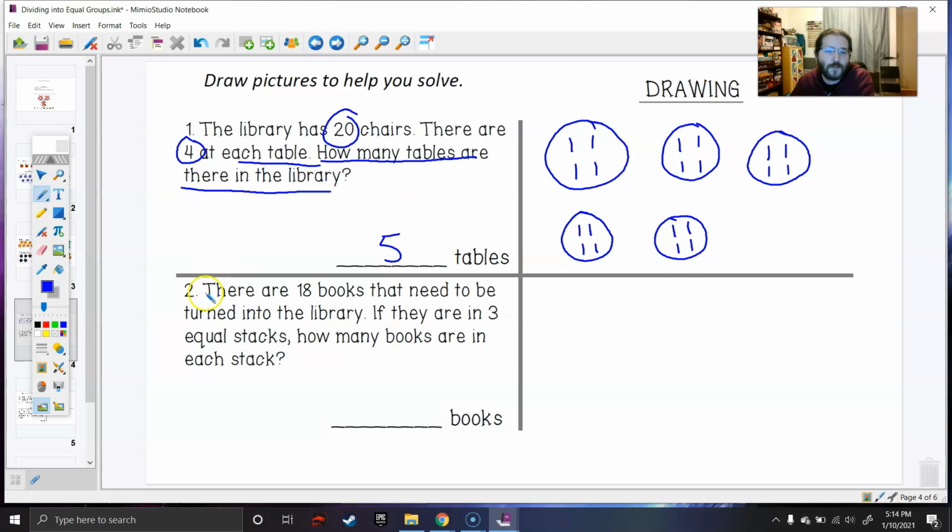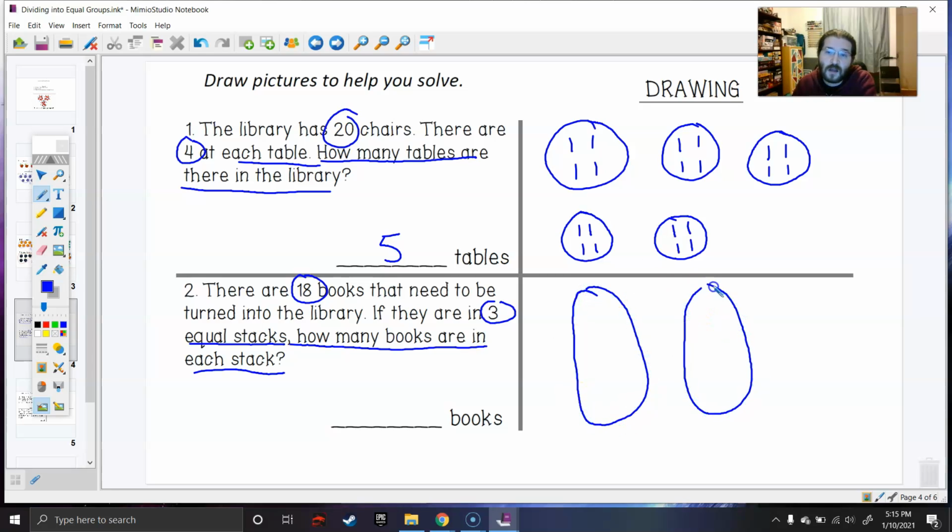That happens sometimes. All right, so number 2, there are 18 books that need to be turned into the library. If they are in 3 equal stacks, how many books are in each stack? All right, so we know that there's 3 equal stacks, right? So here's our first stack. Here's our second stack. And here's our third stack.